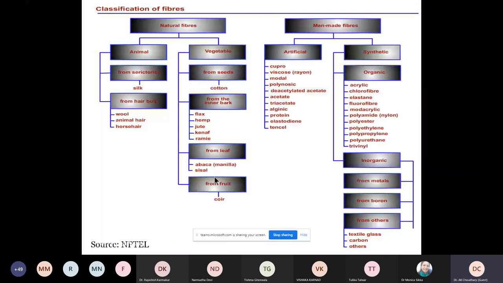And here you can see that there are two main sources. One is the natural sources, and another is the man-made sources. And under the man-made sources, there are synthetic, organic, inorganic, and other categories of fibers.